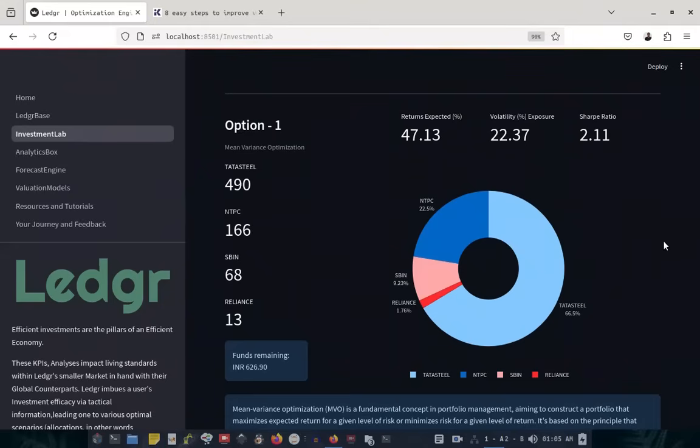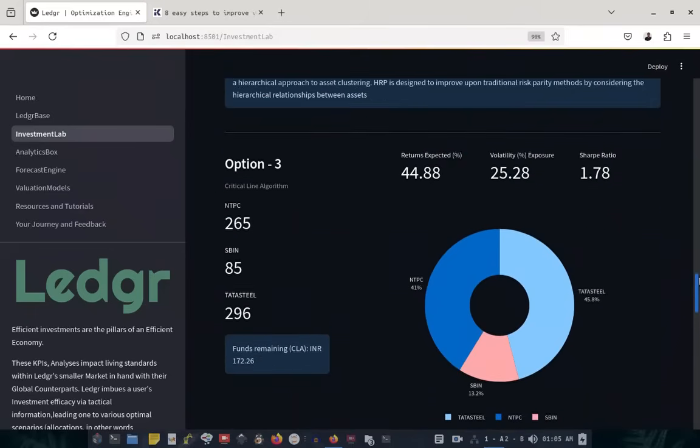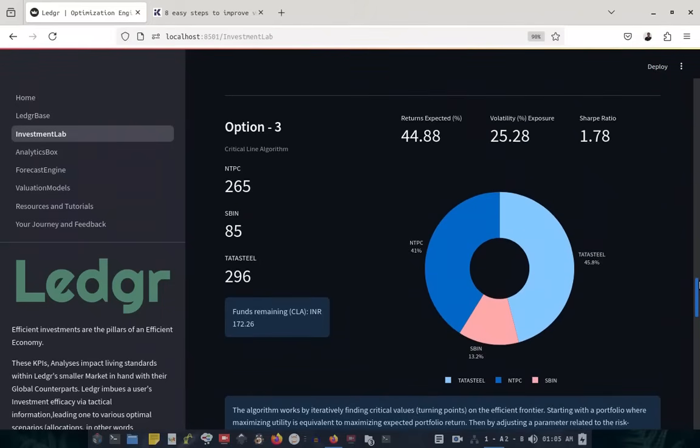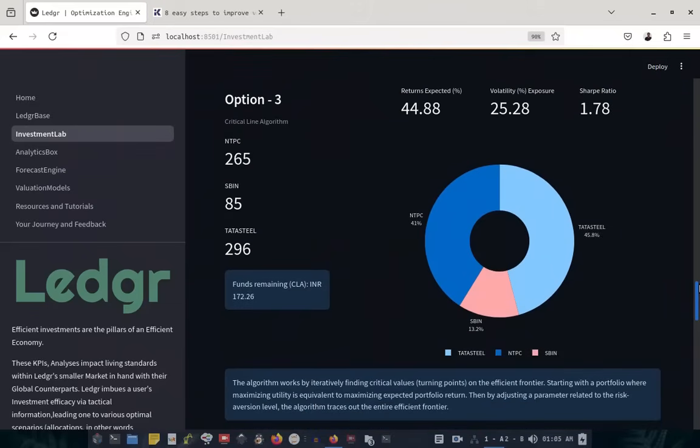So now the third one is the critical line algorithm, and this is a very different algorithm, and it's also very rare, but it's also notorious because when it works, it does produce outstanding results, and that has been reported many times over.